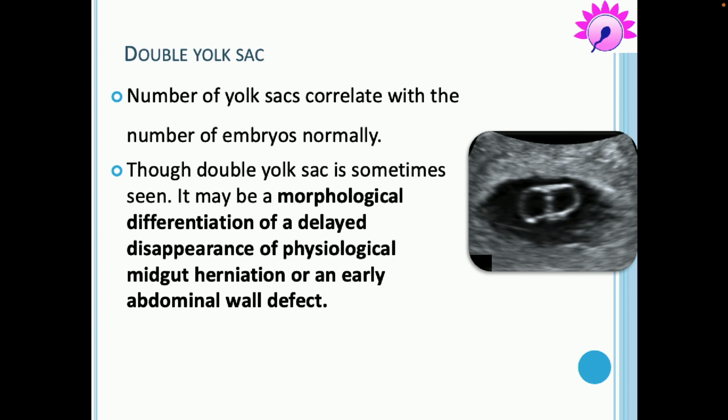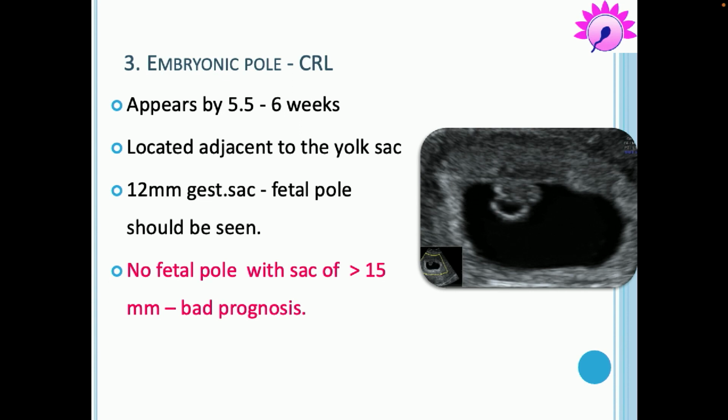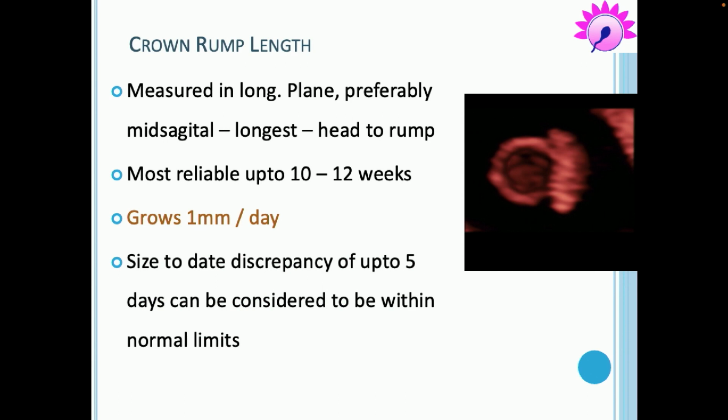If it is truly a double yolk sac, it has to be 2 fetuses, and that would result into a monochorion. The CRL, the fetal pole, appears by about 5.5 to 6 weeks, located adjacent to the yolk sac. We have seen the complete development of the fetal pole. But as I told you, if you see a gestational sac of more than 15 millimeter and you see no yolk sac, that is when it is a problem.